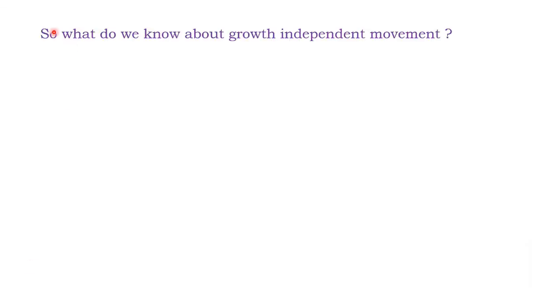So what do we know about growth independent movement? What we've understood is that it is a kind of movement which is exhibited by plants without growth. Okay, so even if growth is not taking place, that movement can take place. The second point is what? That this movement is brought about by different hormones and the presence or absence of certain chemicals.